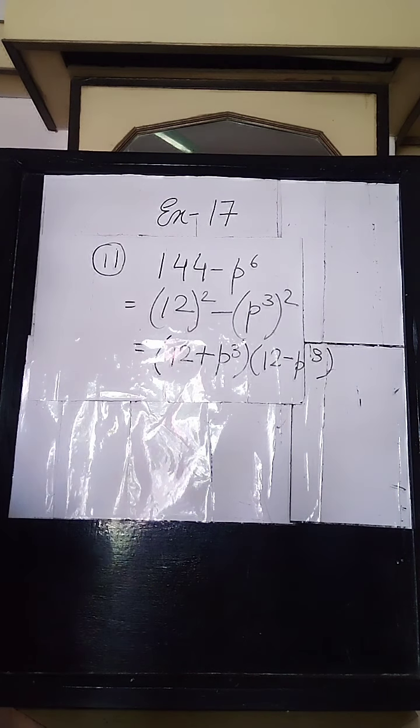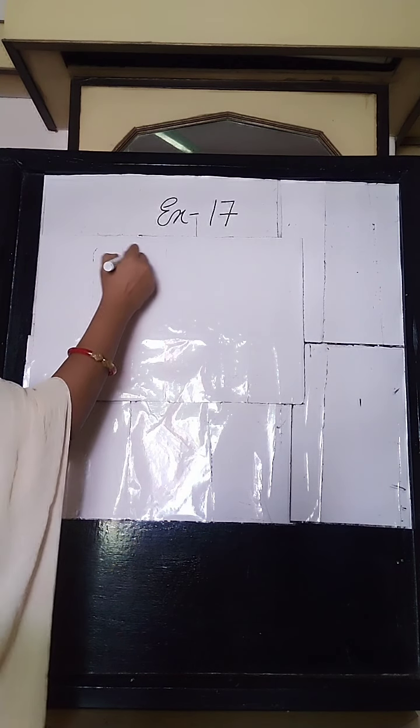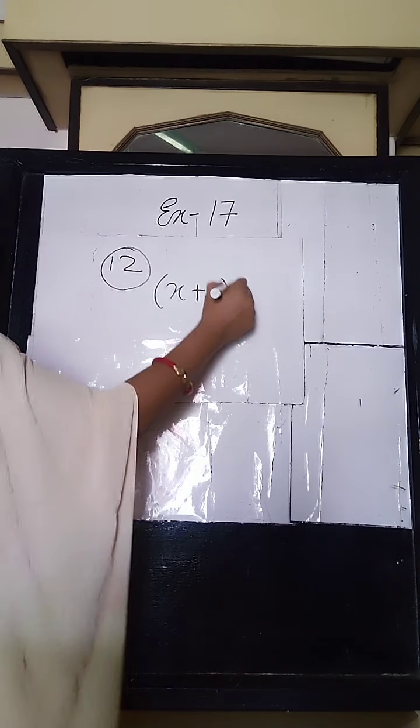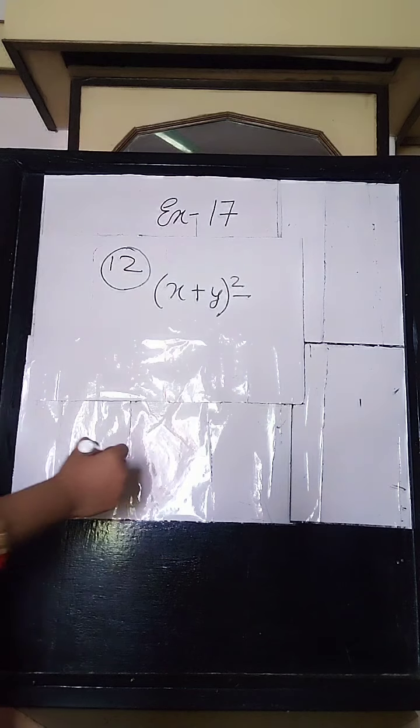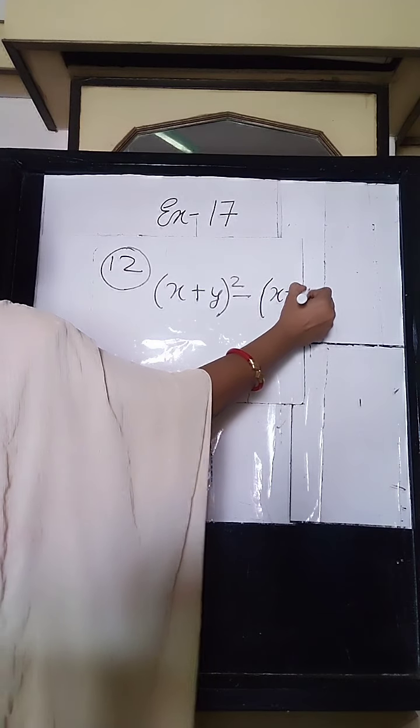Now we will do a big sum, that is sum number 12. Let's move to sum number 12. What is given in sum number 12? It is a big sum, a little bit bigger than the previous sums. In sum number 12 it is given x plus y whole square minus x minus y whole square.